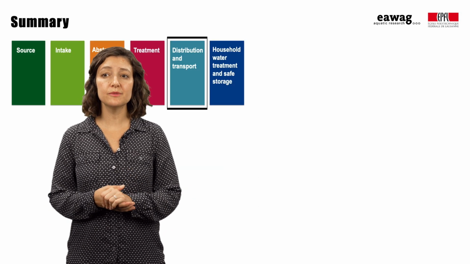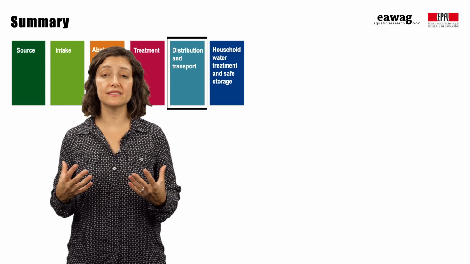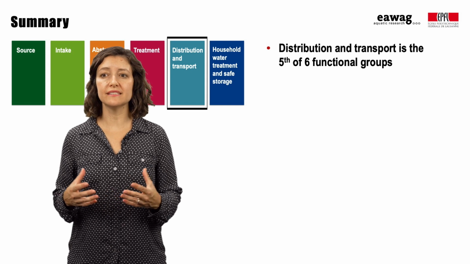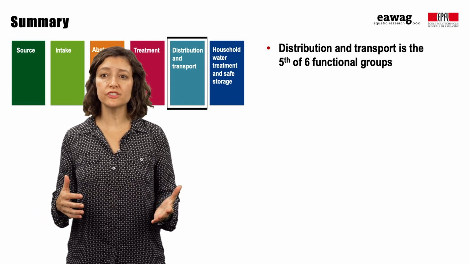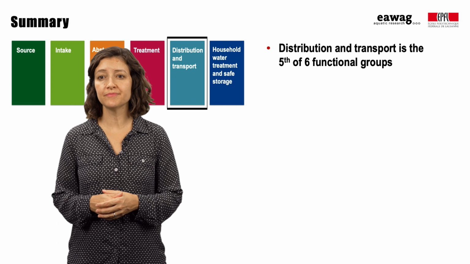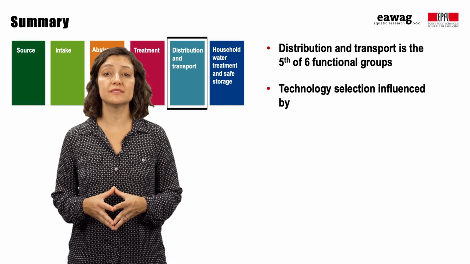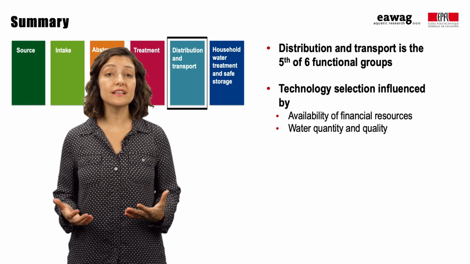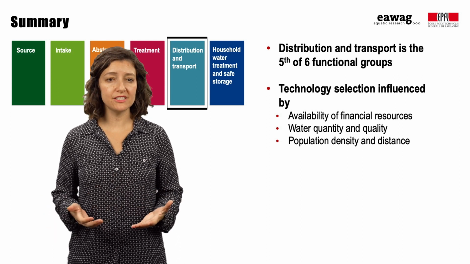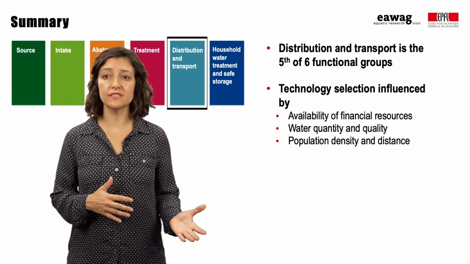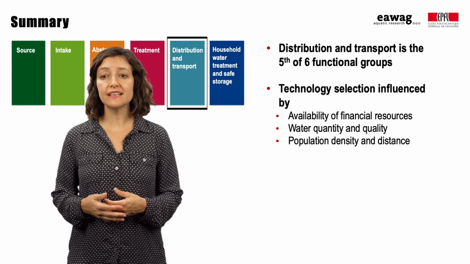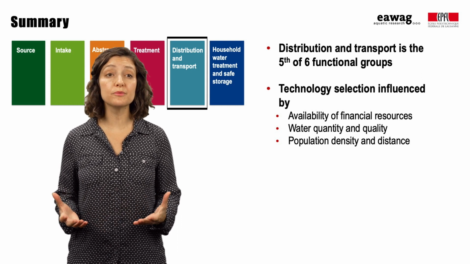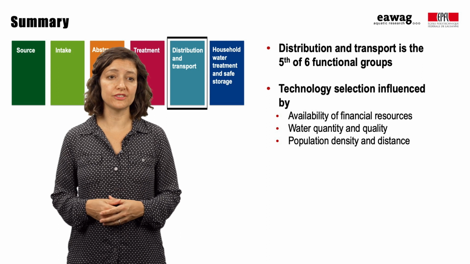In summary, the distribution and transport functional group is the fifth of 6 functional groups. The role of technologies in this functional group is to deliver water from the source or treatment facility to the home of the consumer. Technology selection is influenced by several factors, including the availability of financial resources, the quantity and quality of water, population density, and distance from the source or treatment plant. Assessing these technologies' advantages and disadvantages will help you to select an appropriate arrangement for distribution and transport of water.